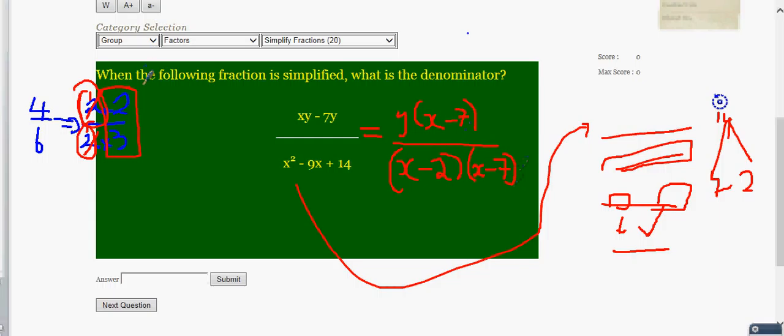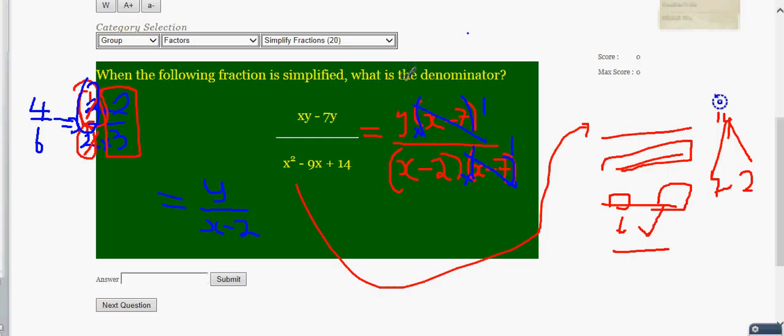Now you'll notice that similar to this question over here, we have a common factor on the top. The factor on the top is x minus 7. The factor on the bottom is x minus 7. Because every term on the top is multiplied by x minus 7, and everything on the bottom is multiplied by x minus 7, we can divide above and below by x minus 7. So y times x minus 7 divided by x minus 7 once. x minus 7 goes once. We've simplified the expression. What we now have is y over x minus 2. So that is our simplified fraction.